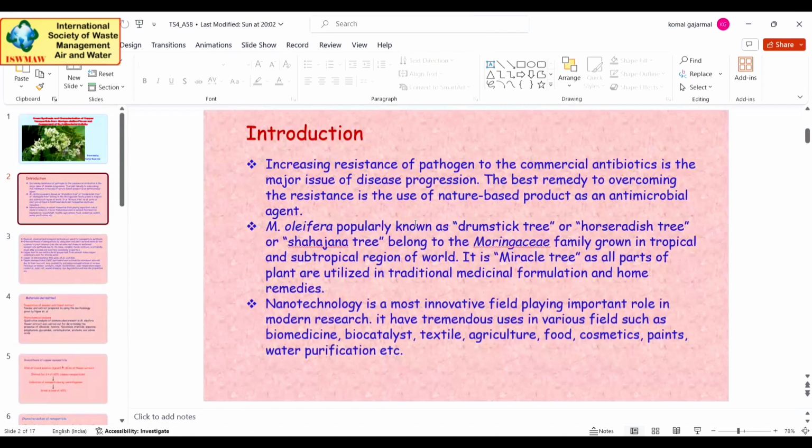In India, a vast number of medicinal plants are present which show antimicrobial activity. In my research topic, I selected the Moringa oleifera plant, which is known as the drumstick tree, horseradish tree, or the Sarjana tree, which belongs to the Moringaceae family and is grown in the tropical and subtropical regions of the world. It is a miracle tree because all the parts of the plant are utilized in traditional medicinal formulations as well as in home remedies.